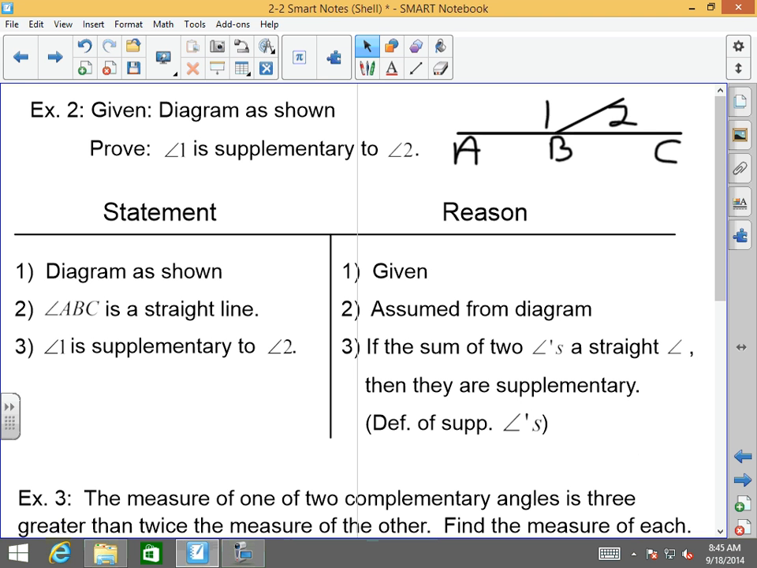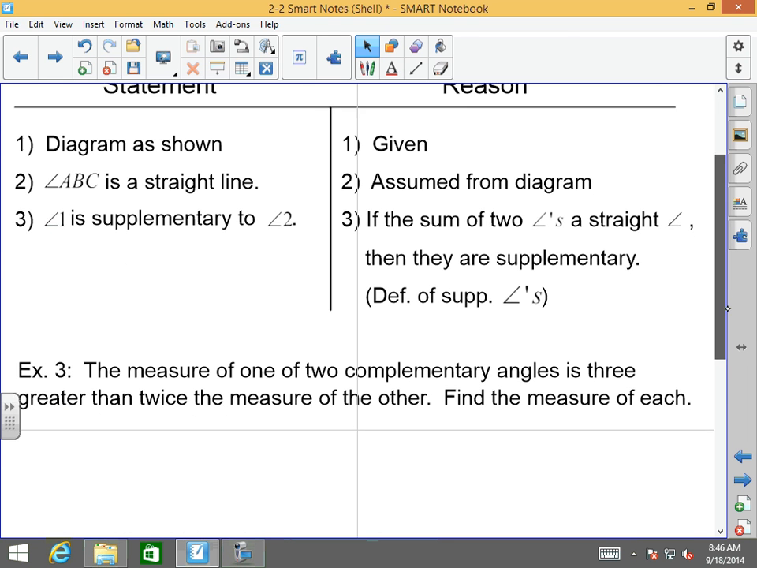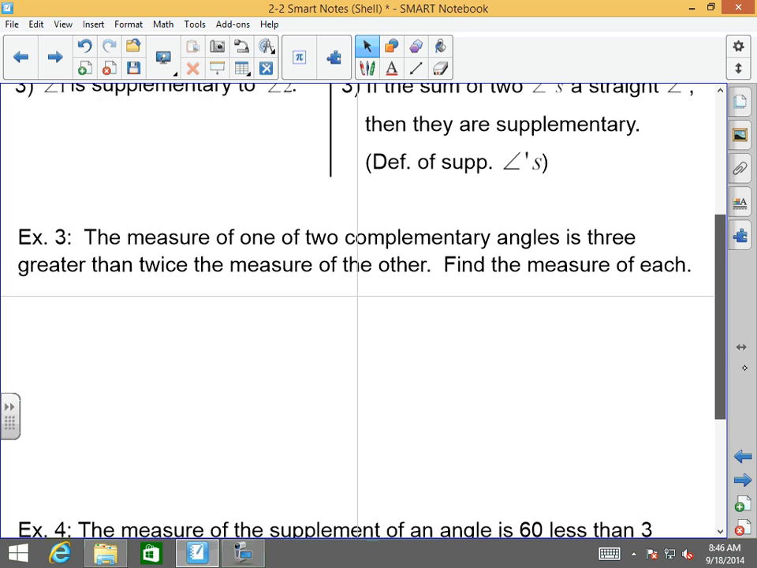Because all you needed for this proof was to prove that angle 1 is supplementary to angle 2. And the definition of supplementary angles are two angles that form a straight line, or the sum of two angles is a straight angle. Does that make sense, guys? So I would not have marked that wrong for you. You just would have had an extra step that really wasn't needed. Is that cool? Thank you so much. I love the questions, guys. Okay, now, the fun stuff.